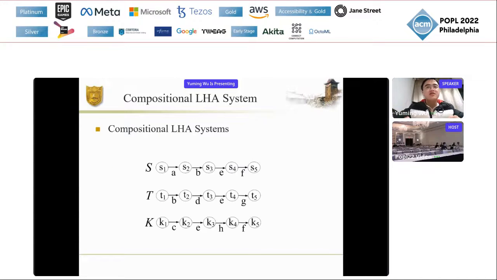For LHA with several components, we call them compositional linear hybrid automata, CLHA for short. The model checking problem is even harder for CLHA than for a single LHA. Automata interact by requiring the simultaneous occurrence of shared labels. For example, on the automata, the order of shared label B and the shared labels E and F is the same.